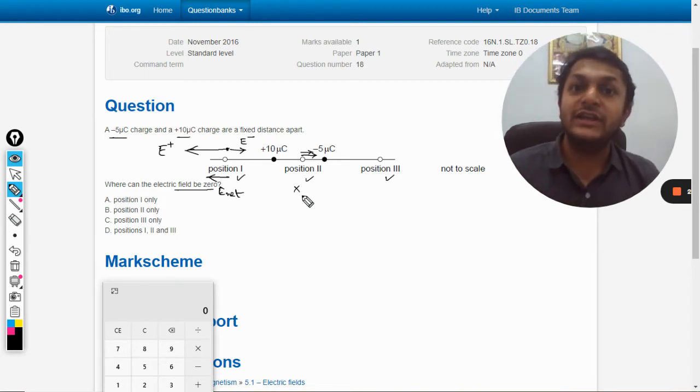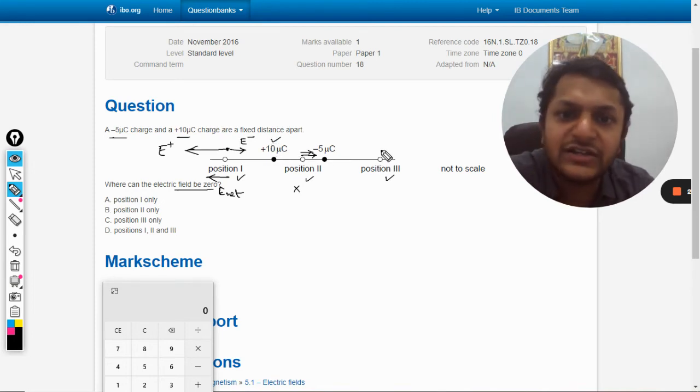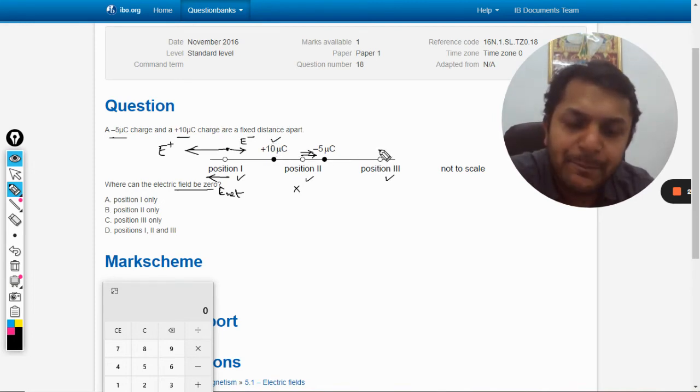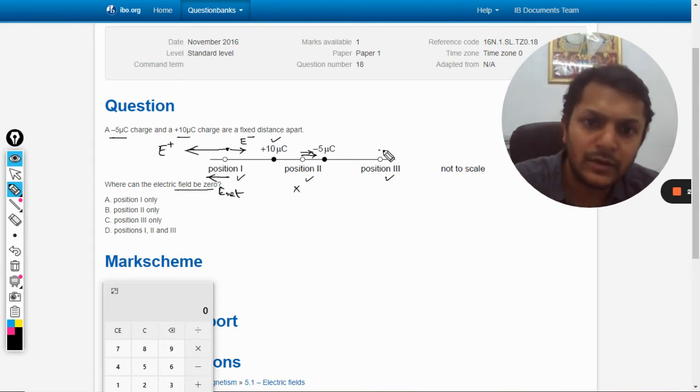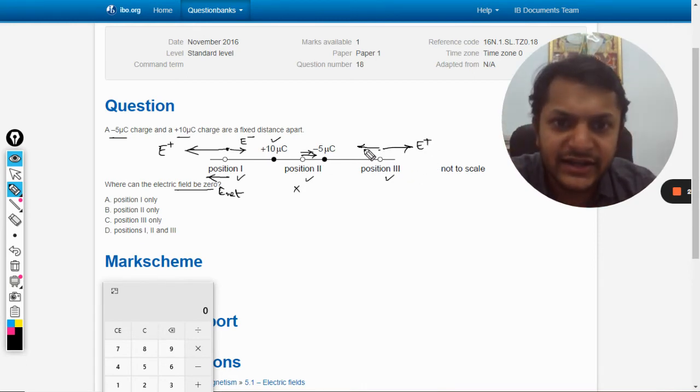Now we are left only with position three. So let us see what is happening here. In position three, the positive charge is now repelling it like this, and call it E positive, and the negative charge is attracting it, that is E negative.